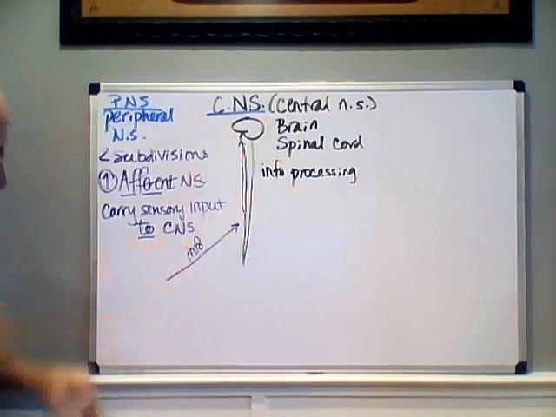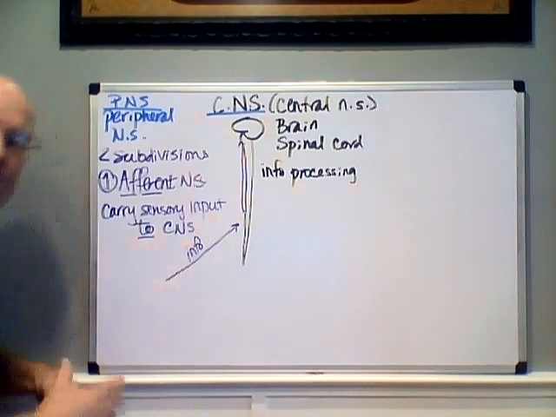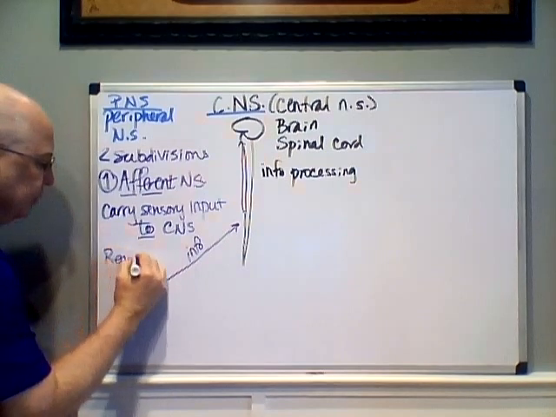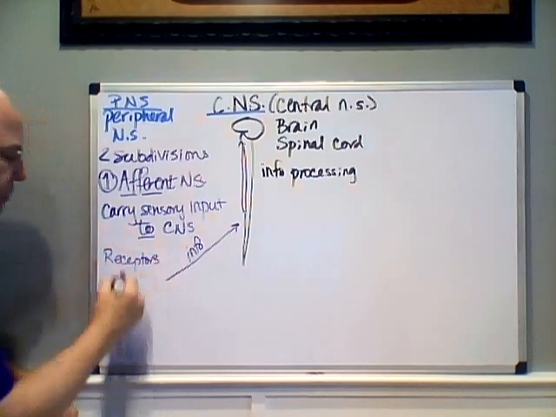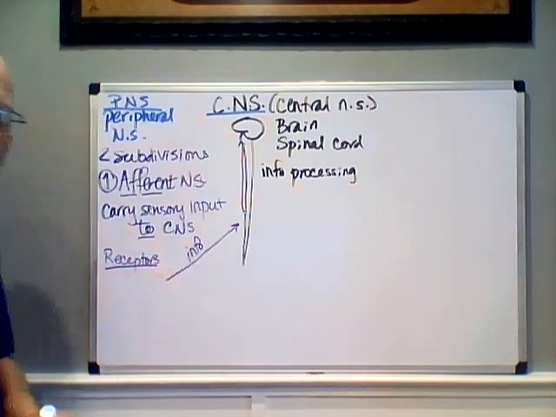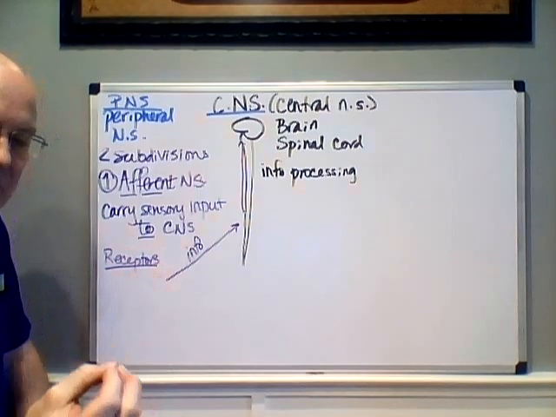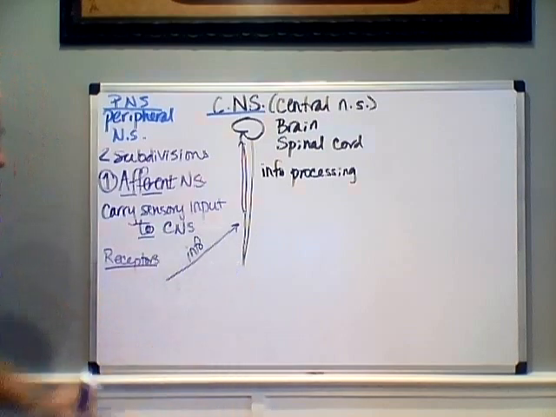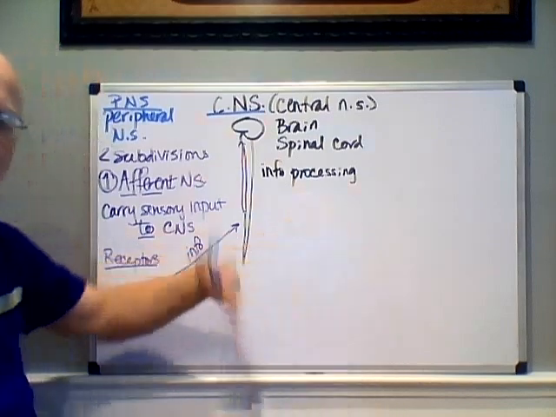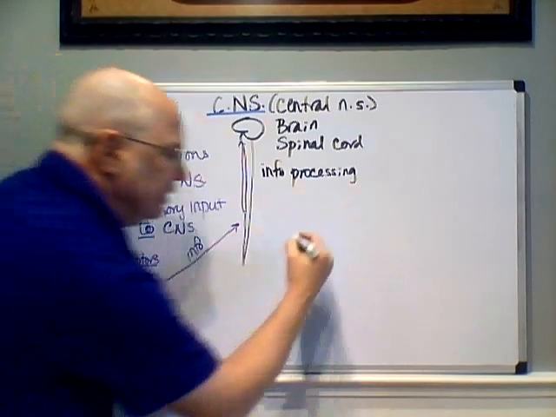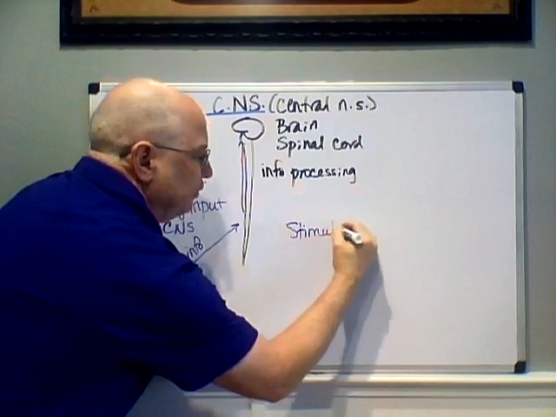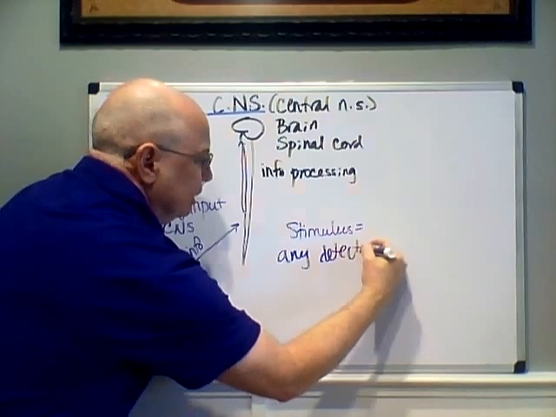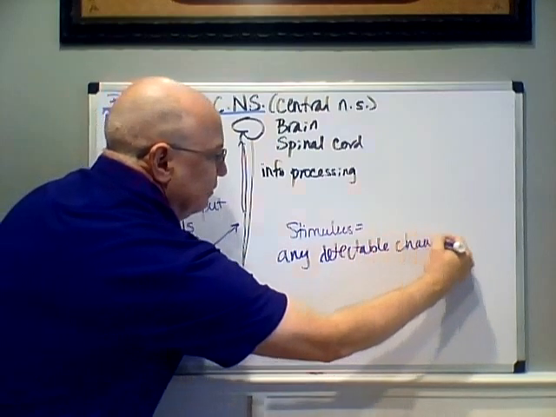Now, in order for us to carry sensory input, we have to receive information. So out in the periphery, we have different types of receptors. These receptors, or sensory receptors, are specialized neurons that have evolved or are designed to detect stimuli or changes in the environment. So I'm going to write a couple of definitions over here, and then I'm going to erase them because I am going to need this space. But a stimulus, if you remember from early in the semester, is any detectable change in the environment.